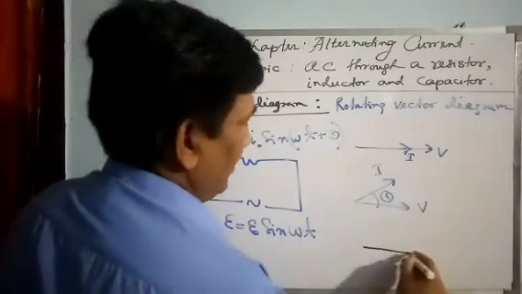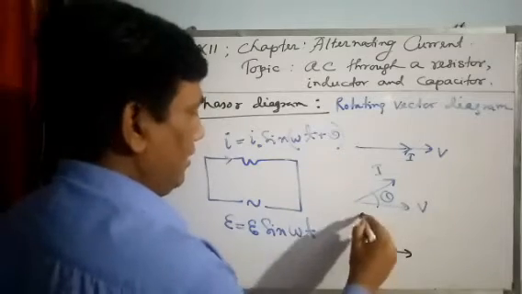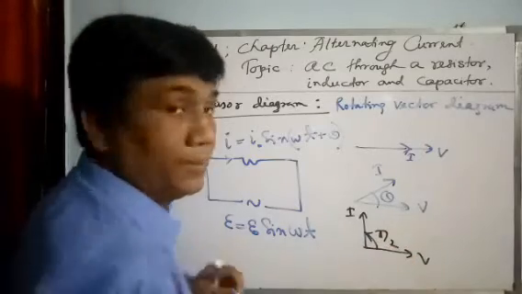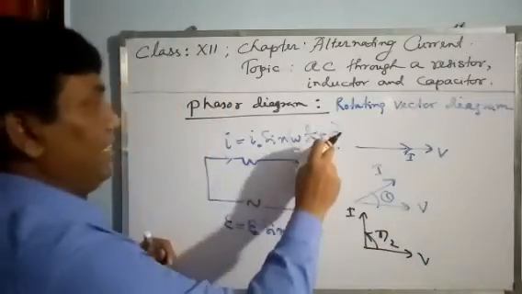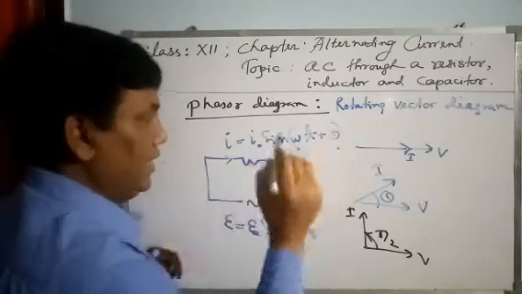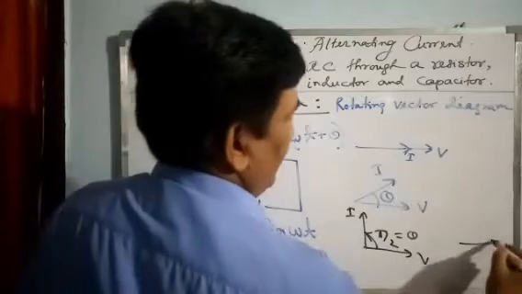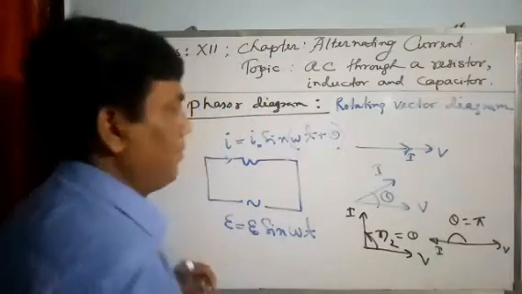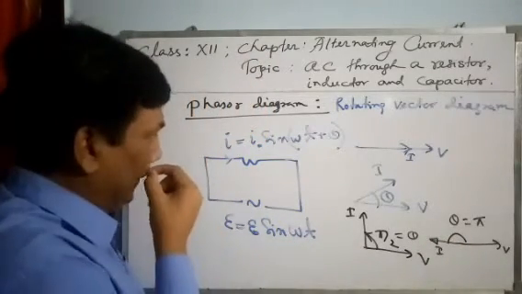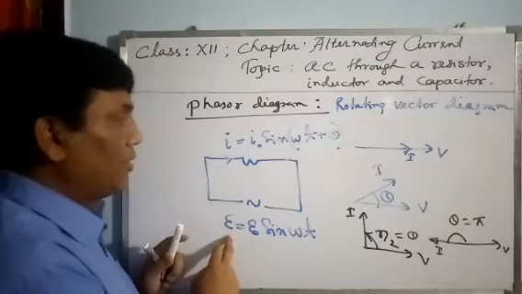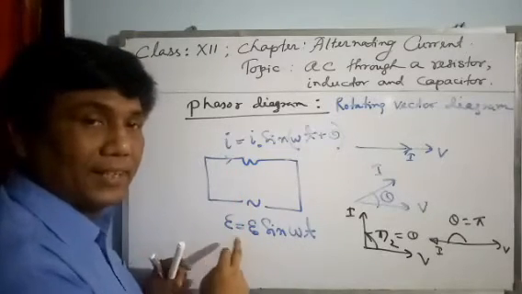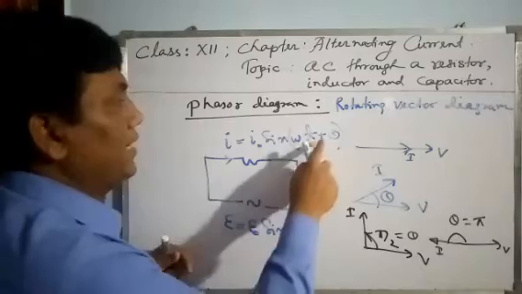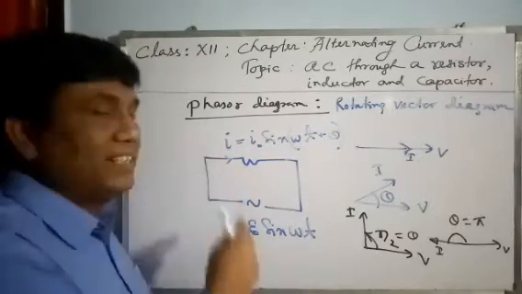If theta is 90 degrees, it means current is leading the voltage by pi by 2. Are you getting my point? If theta is 180 degrees, this is theta. And I can say that current is leading the voltage. It means current is theta ahead of voltage. If it is minus theta, then I can say that current is lagging.